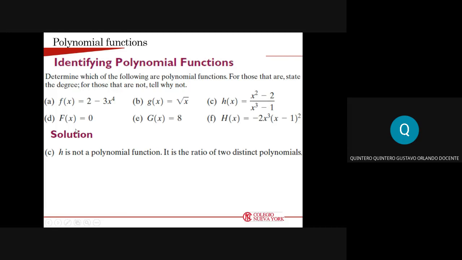All right. How about D? Well, question D is a polynomial function. This one is a polynomial function. The polynomial function 0. That is the name.